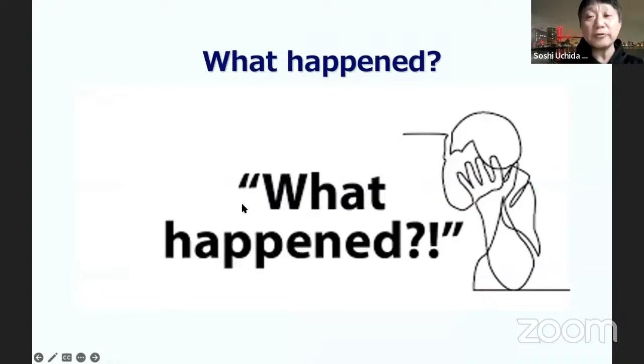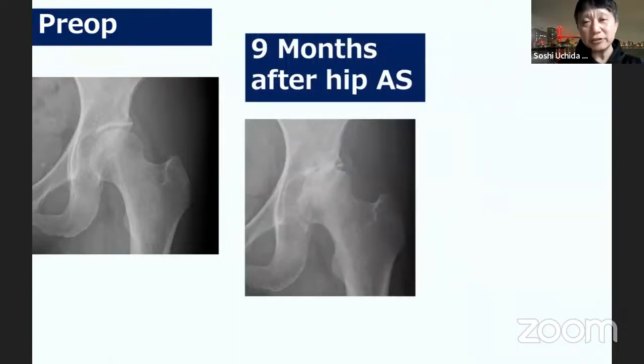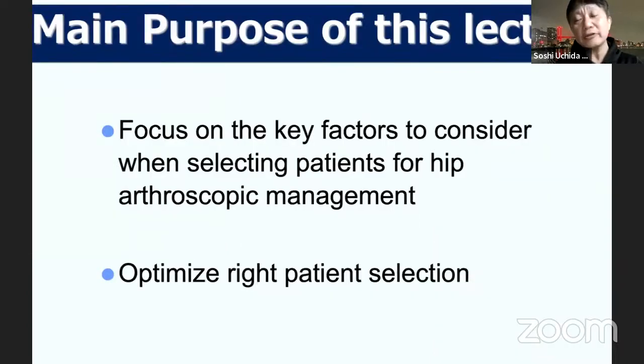So what happened to this patient? Preoperative X-ray looked good, but 3 months after surgery she started to complain of left hip pain, and 9 months after surgery the joint space had collapsed. And finally, she needed conversion to total hip arthroplasty. So we have to avoid this catastrophic failure of hip arthroscopy.